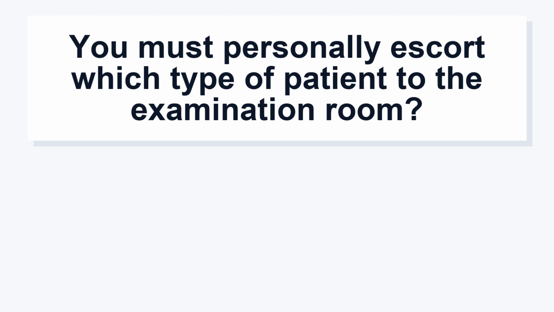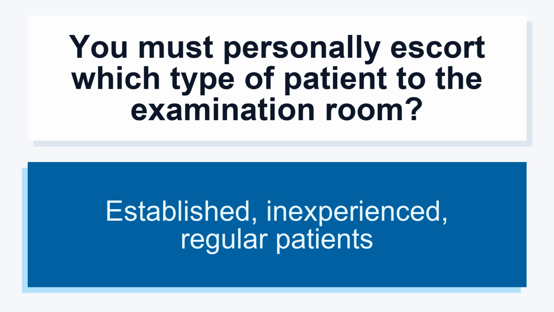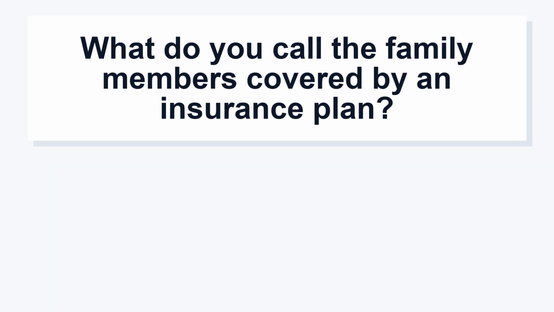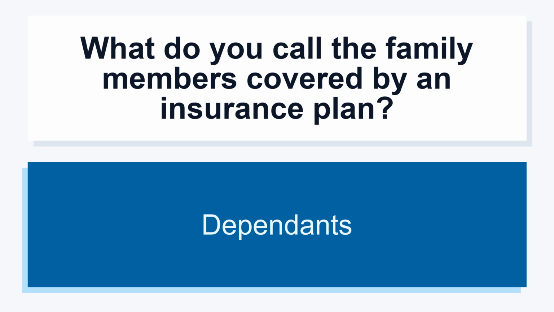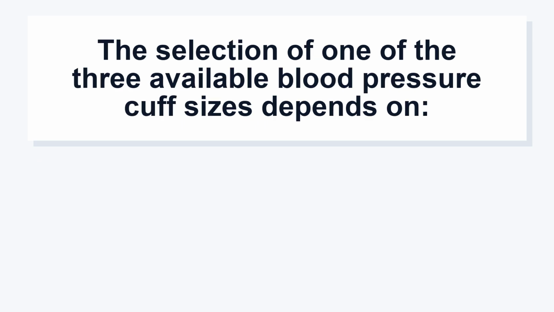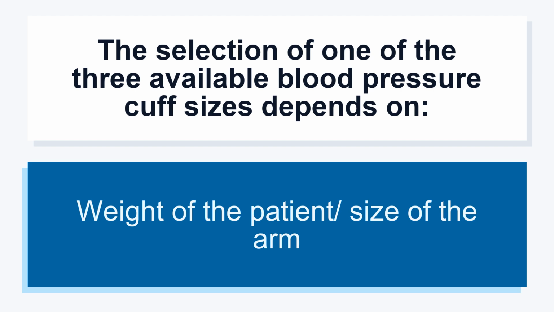You must personally escort which type of patient to the examination room? Established, inexperienced, regular patients. What do you call the family members covered by an insurance plan? Dependents. The selection of one of the 3 available blood pressure cuff sizes depends on weight of the patient/size of the arm.